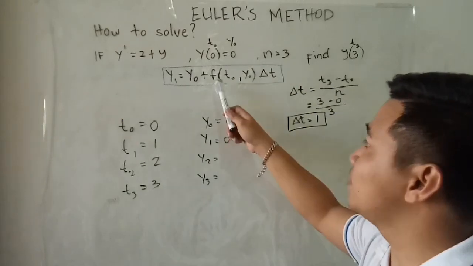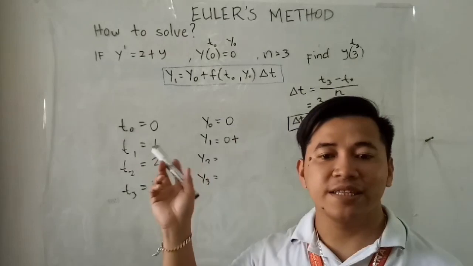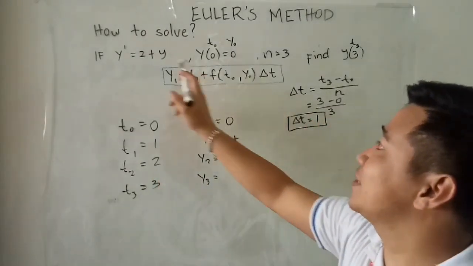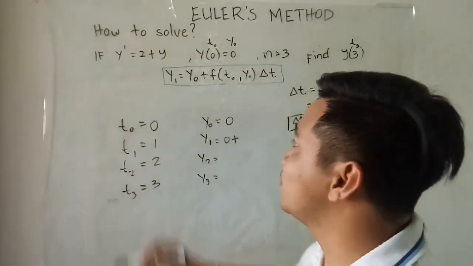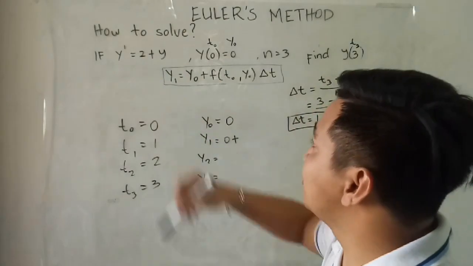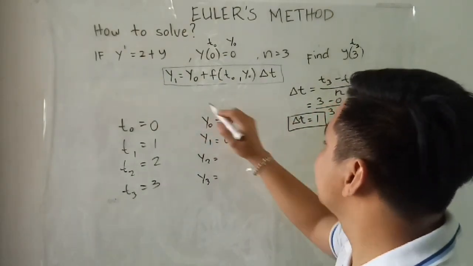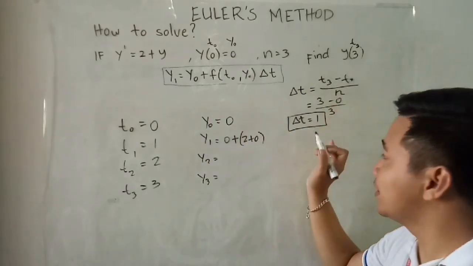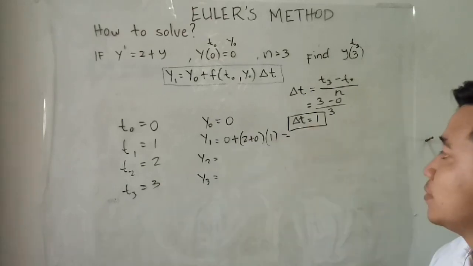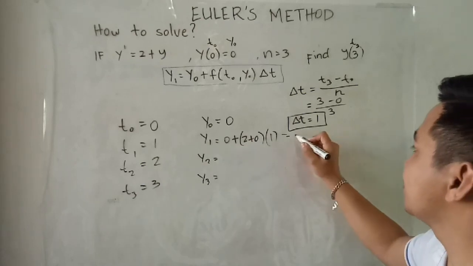So what is f? Our function f is always the right hand side of the differential equation we were given. So our differential equation we were given here is 2 plus y. So with y sub 0 here, it is 2 plus 0. So 2 plus 0 is equal to 2. And then our delta t here is 1. So 0 plus 2 plus 0 times 1 is equal to 2.